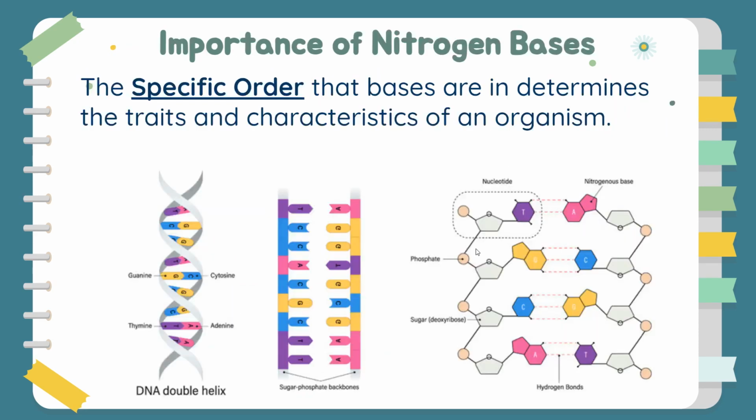Here's the crucial part. Order matters. Please write this down and star it in your notes. The specific sequence of nitrogen bases, the order of those nitrogen bases, is what determines the traits and characteristics of an organism, such as your eye color, your hair color, your texture, whether or not you have dimples, etc.